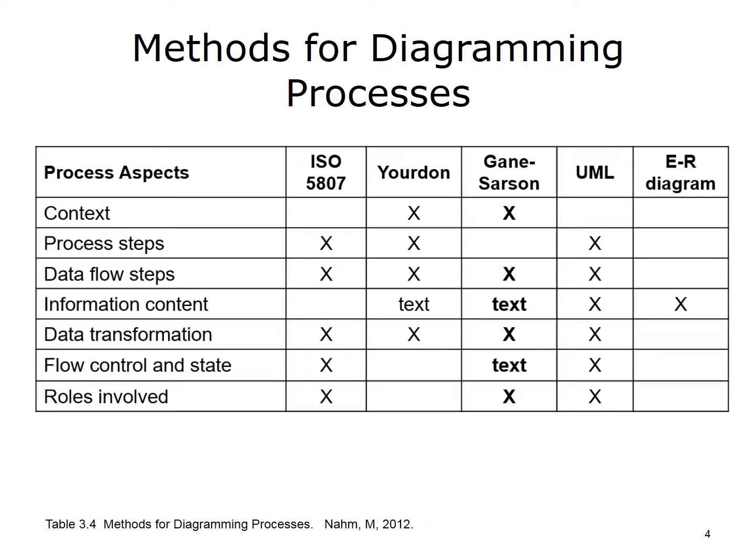Their approach used a high-level DFD to show context, and a more detailed diagram, or series of more detailed diagrams, to show data flow steps. Data transformation is represented on the DFD by a process symbol that indicates that data transformation occurs. Then the actual transformation is specified using text.